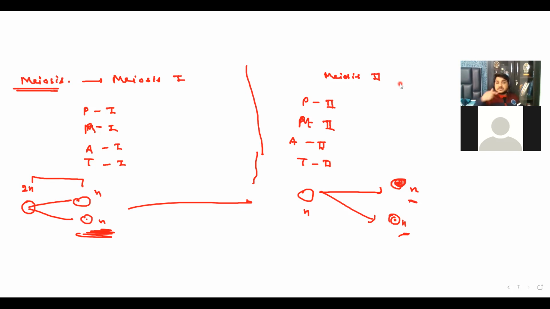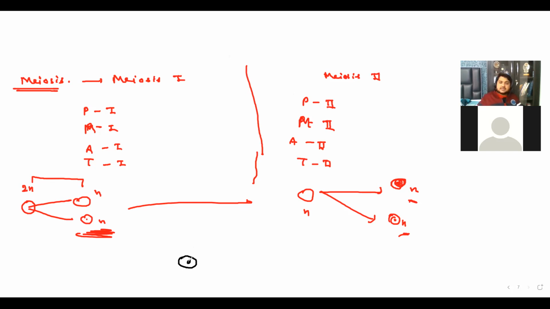Sometimes the question is asked: if a cell enters meiosis one, how many cells will be produced after complete meiosis? If a cell is entering meiosis, it enters the first and then the second division. So how many total cells will be formed? Any guesses? Let me think mathematically. Is it six?